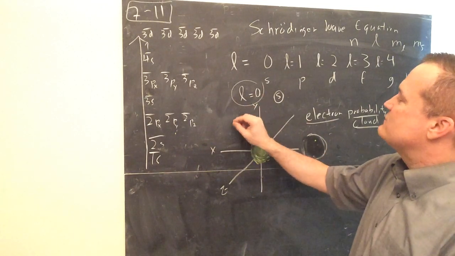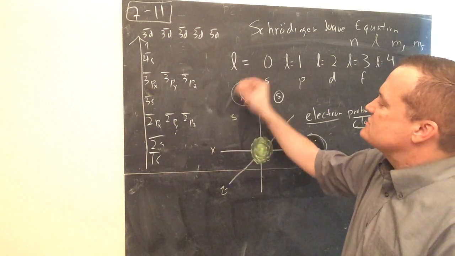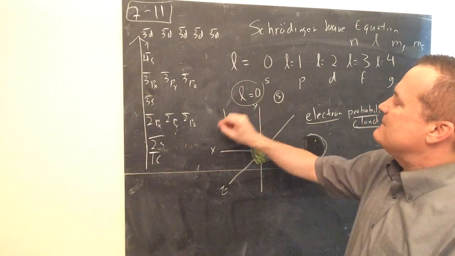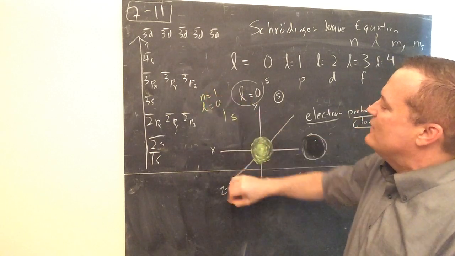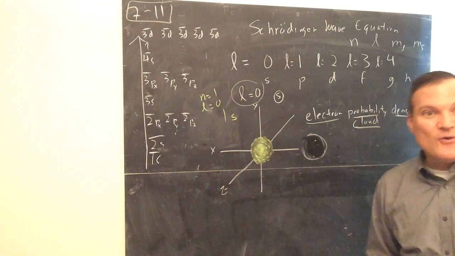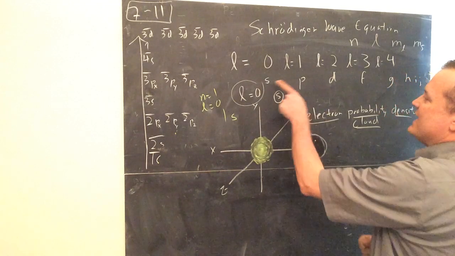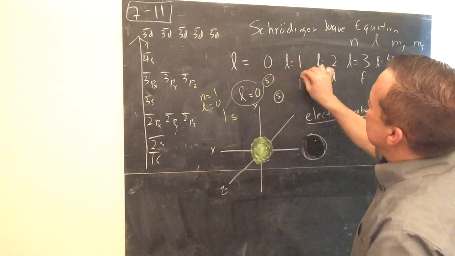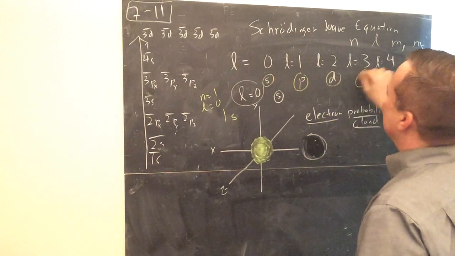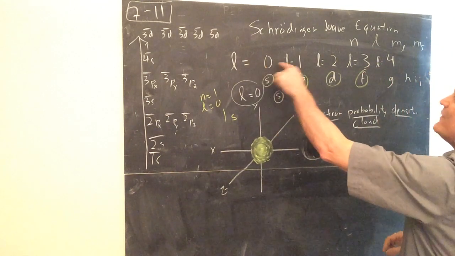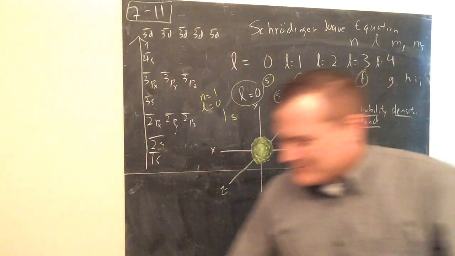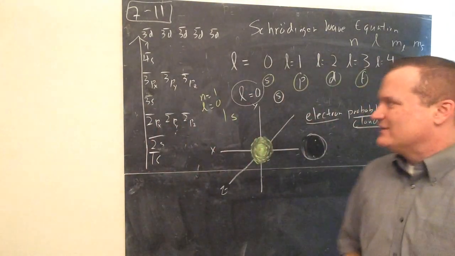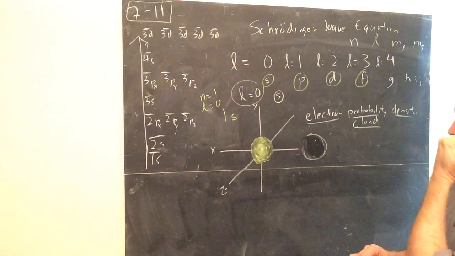So L equals 0 tells you it's an s orbital. Let's just say it's the 1s orbital. So that means that n would equal 1 and L would equal 0. So instead of S, P, D, and F, we just say it's called an L equals 0, L equals 1, L equals 2, or L equals 3 orbital. Kind of boring, mathematical. That's why they made the little SPDF, to make it easier.